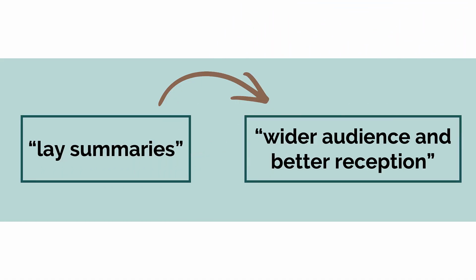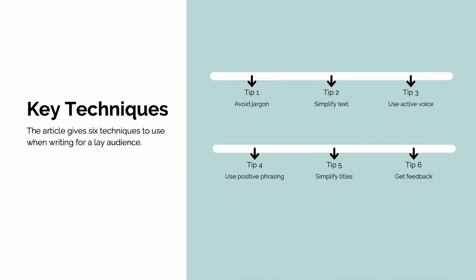The gist of this article is no different from what we've been talking about in this course. The more you can talk in plain language, the more people you can reach, and the better they are going to receive the message you have for them. There are 6 techniques the article talks about. 1. Avoid jargon. 2. Simplify text. 3. Use active voice. 4. Use positive phrasing. 5. Simplify titles. 6. Get feedback. Sound familiar yet?